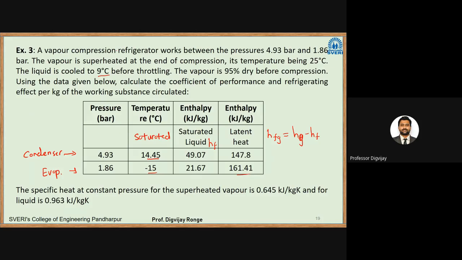In this case, I will start from the beginning. They have given two pressures: the first is 4.93 bar and the second is 1.86 bar. So they have given the condenser pressure and the evaporator pressure. Now what are they saying? The vapor is superheated at the end of compression.